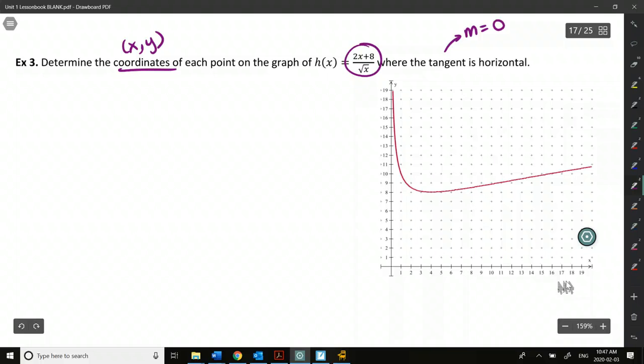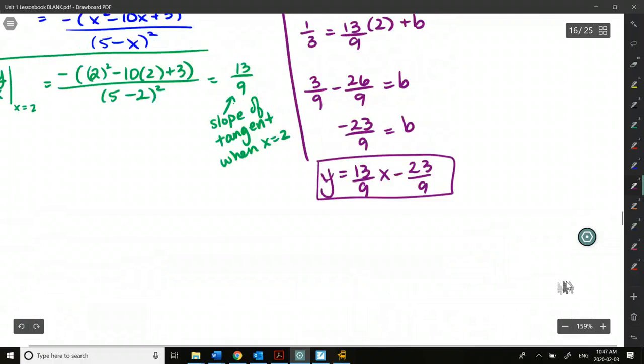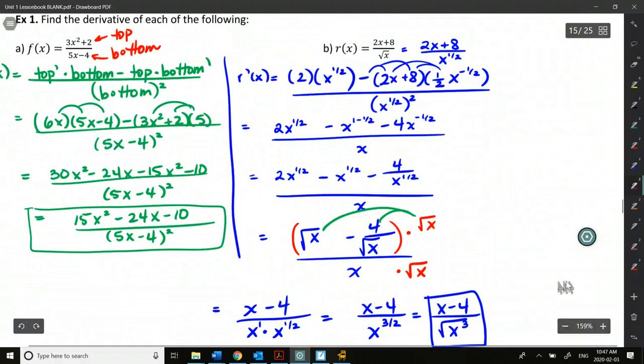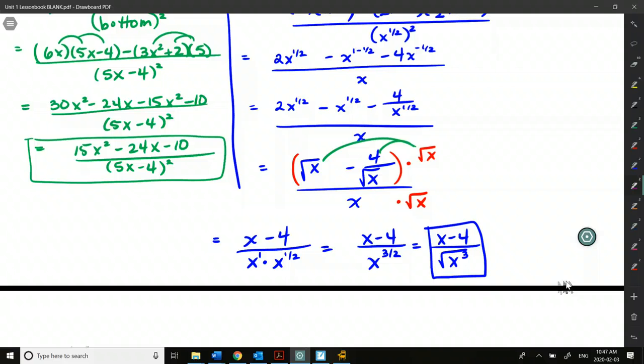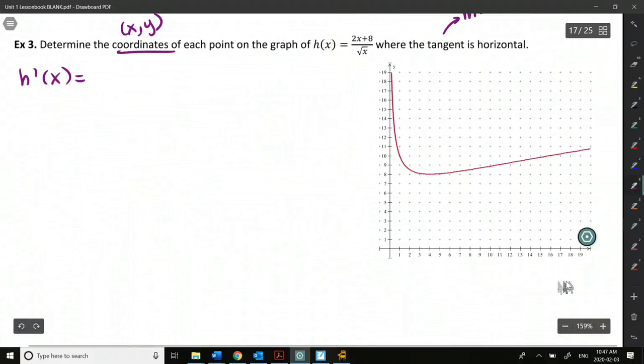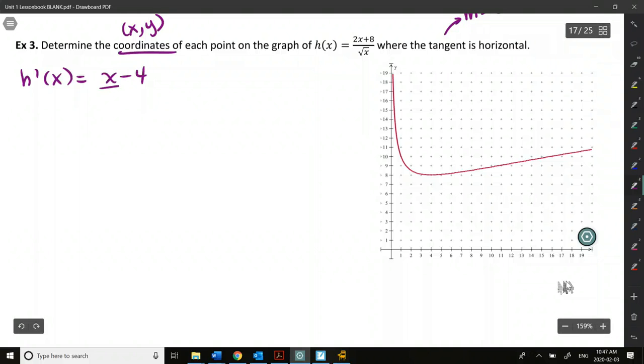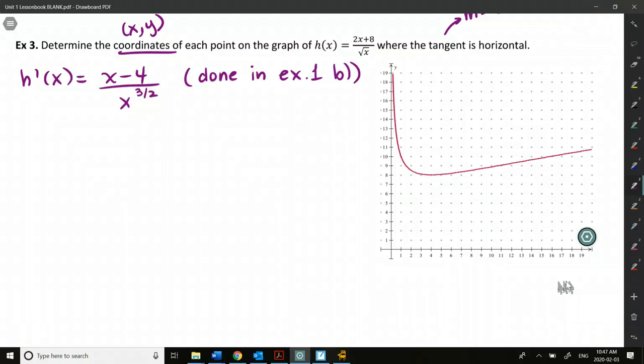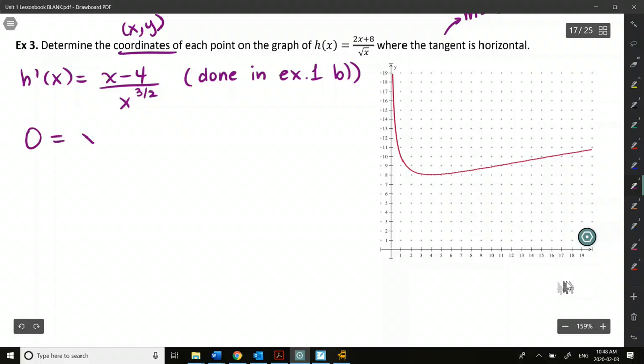We actually already have found the first derivative of this function. We found it above, so obviously we're not going to do that again. I'm just going to use the derivative that we found in part B of example 1. It was x minus 4 over x to the exponent 3 over 2, or the square root of x cubed, whichever you want. So I'm taking our answer from part 1b, and we're going to set it equal to 0.